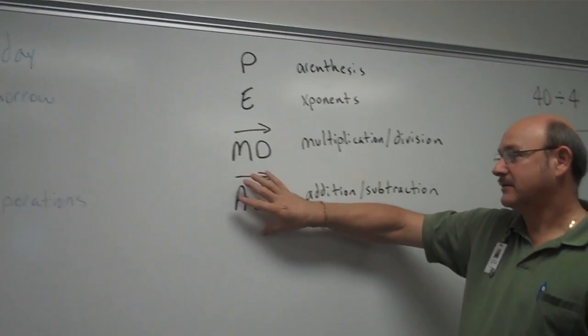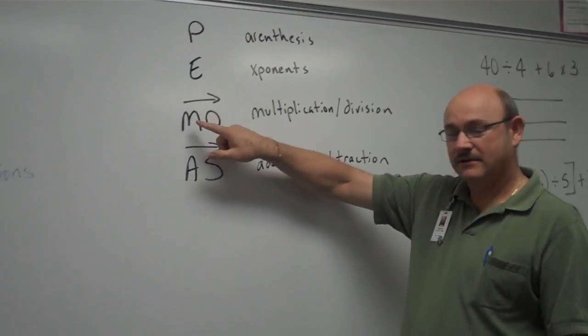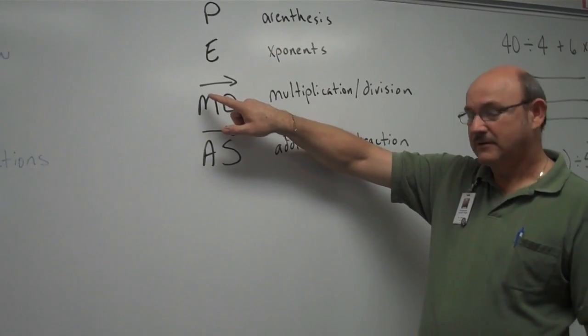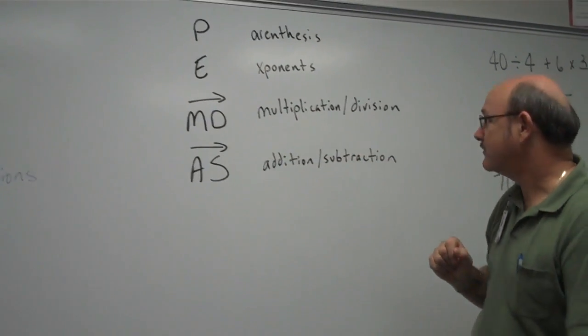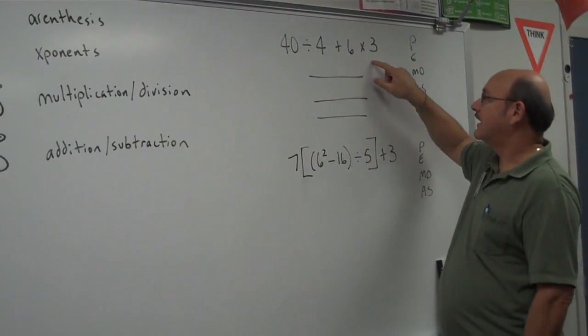Okay, that's kind of something that we have trouble with sometimes. We think multiplication always comes first. Not necessarily the case. If division is first in the problem, then you do division first. Okay, so we'll look at a couple of examples. I have 40 divided by 4 plus 6 times 3.